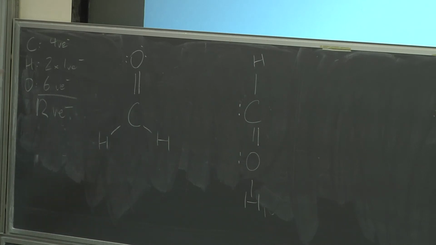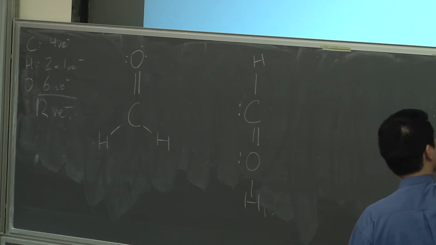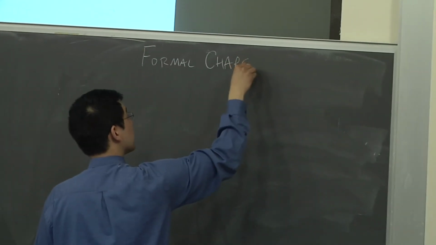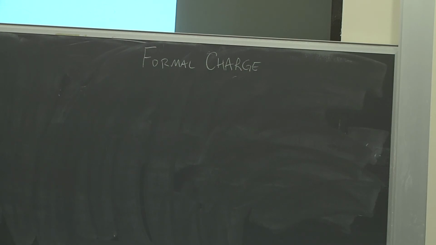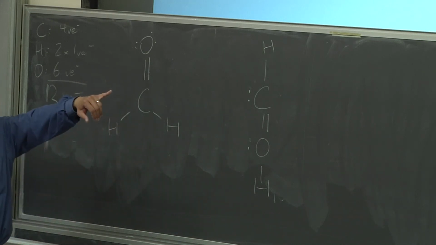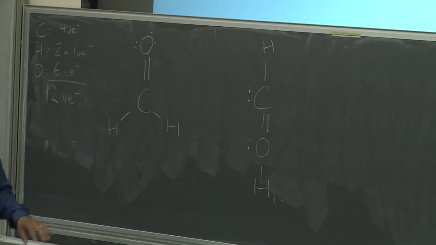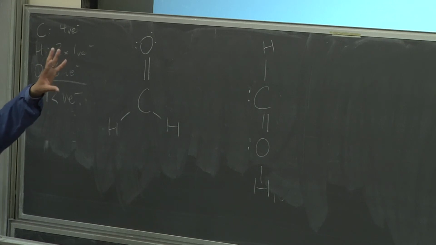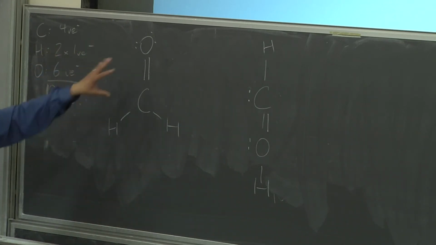The preferred structure has to do with a concept called formal charge. Formal charge is a way to account for where the electrons go. Carbon has four valence electrons in its unbonded form, so in the formal charge sense that I'm going to explain, it likes to have four electrons associated with it. Oxygen has six valence electrons in its unbound state, and it likes to have six electrons associated with it.